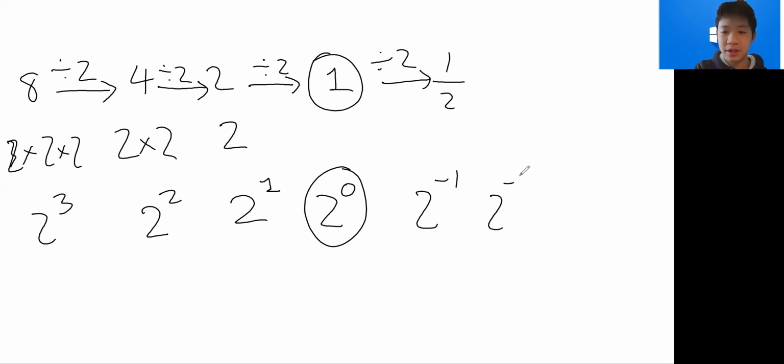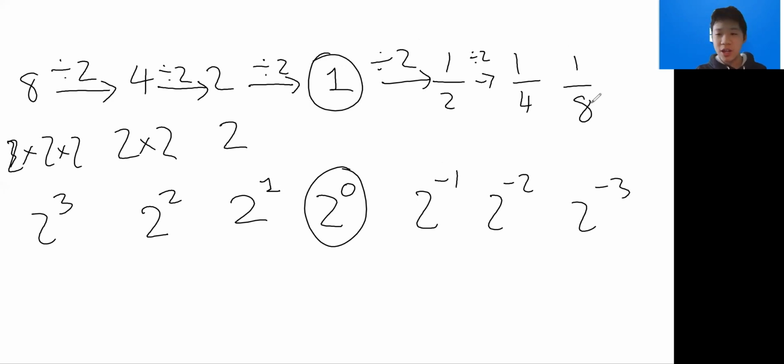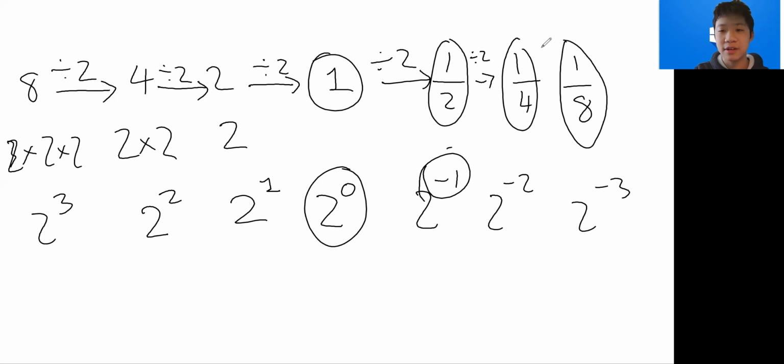Let's go on to the -2. Divide by 2 again, 1/4. Let's do it again, 2 to the -3, 1/8. So the thing is, if we raise stuff to negative powers, it doesn't mean that we're making the number negative. As you can see here, it's a pretty small number, but it's not negative. It's 1/2, 1/4, and 1/8.